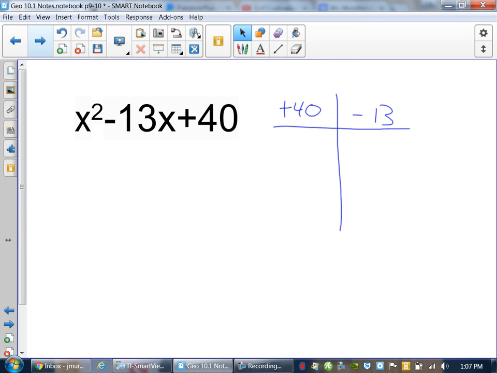What times what multiplies to 40? So think of your factors of 40. You've got 1 times 40, 2 times 20, 3 doesn't work, 4 and 10, 5 and 8. And then all of a sudden you're at 6 and 7, those don't do anything, and then you're going back on down the road.